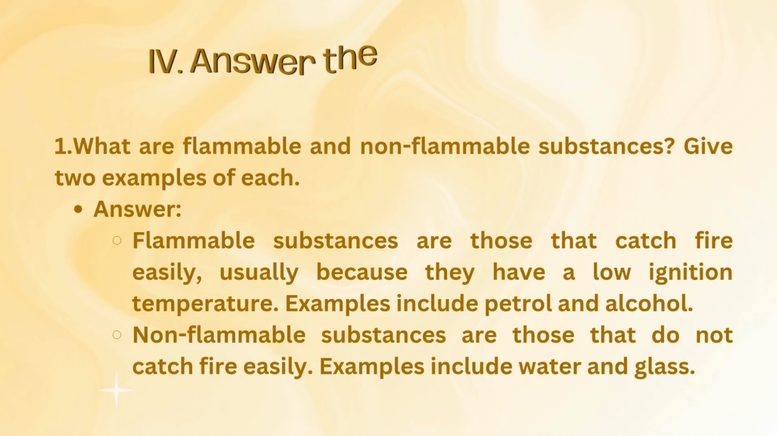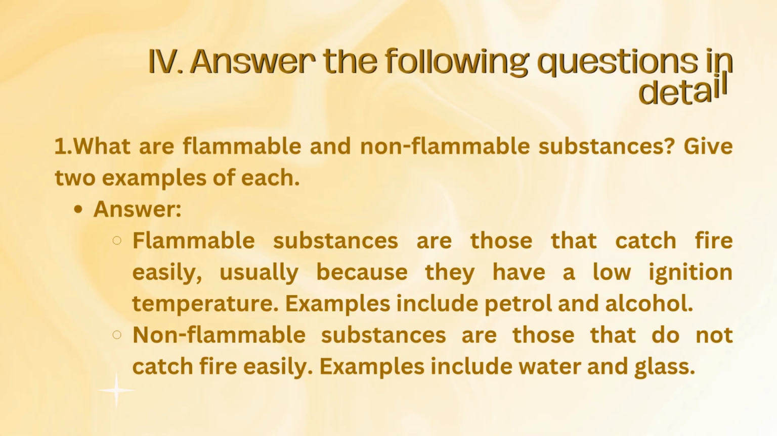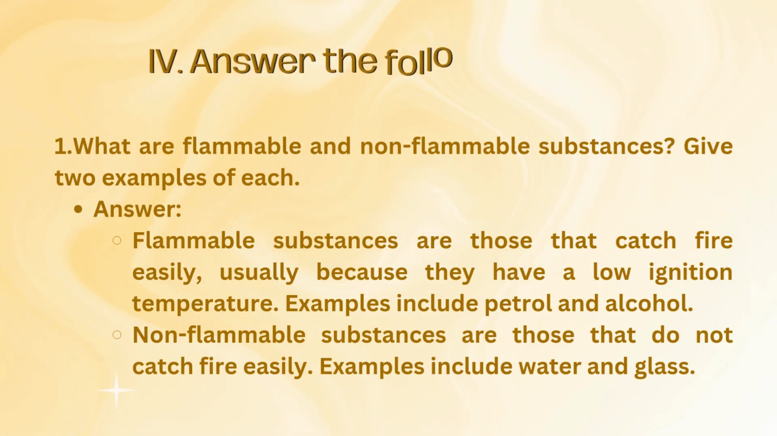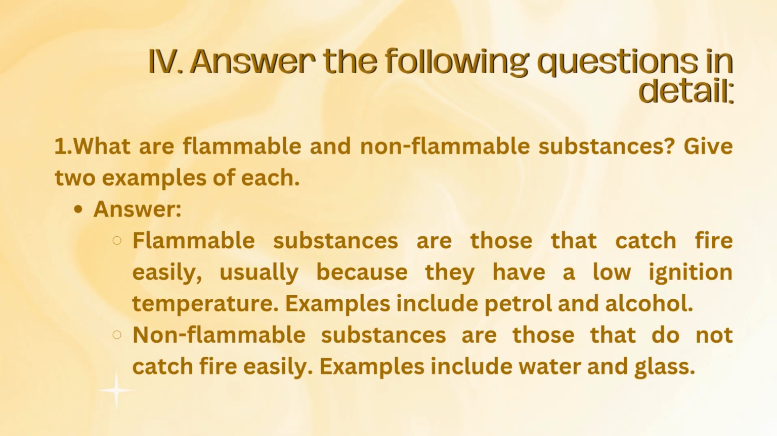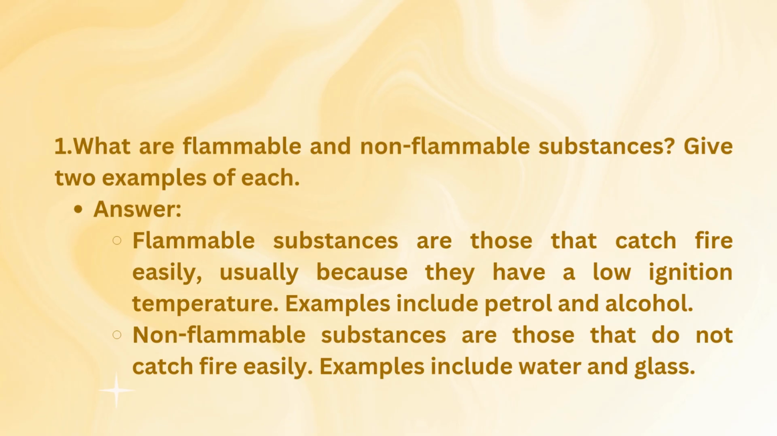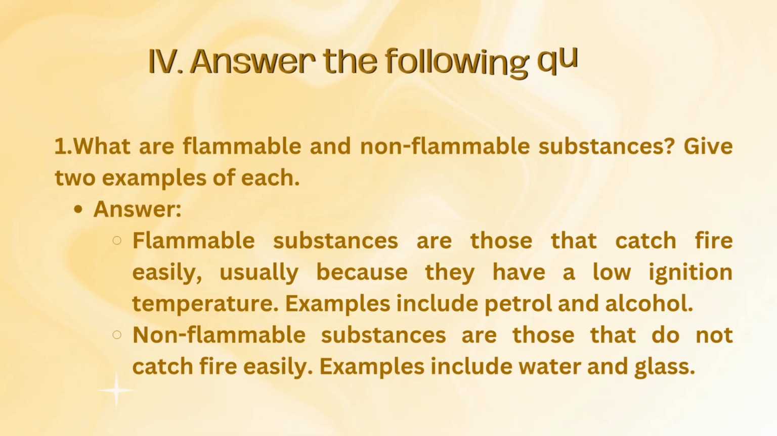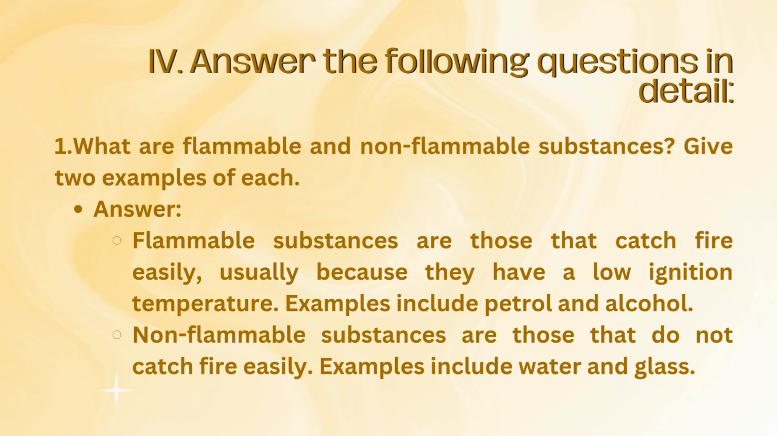Next question, 4. Answer the following questions in detail. First question is, what are flammable and non-flammable substances? Give 2 examples of each. Answer, first, flammable substances are those that catch fire easily, usually because they have a low ignition temperature. Examples include petrol and alcohol. Second, non-flammable substances are those that do not catch fire easily. Examples include water and glass.